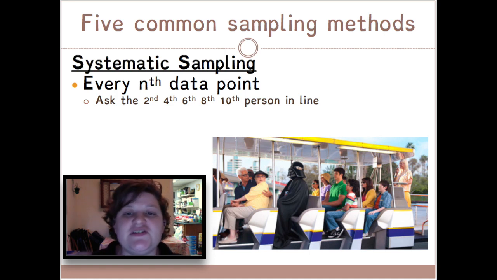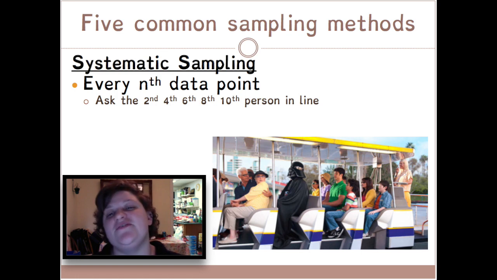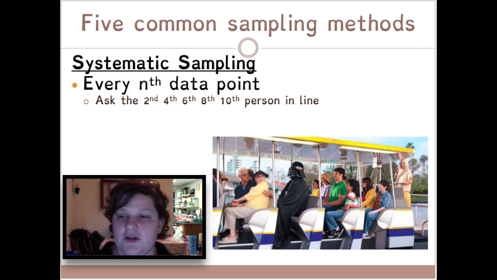Next level you've got is systematic sampling. For systematic sampling, you're looking at every nth data point, all right? Every other person, every third person, every fourth person, every 15th person. So what you're doing is you're waiting there, you got 1, 2, 3, 4, 5 people go by.